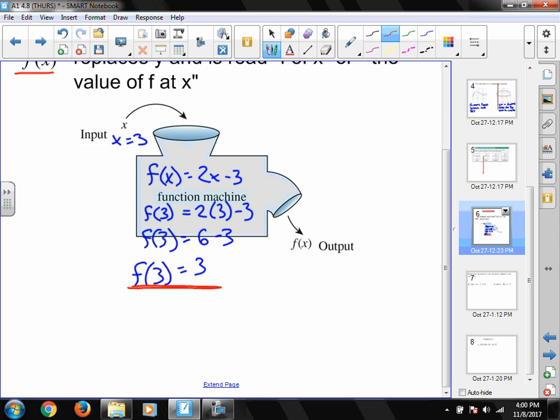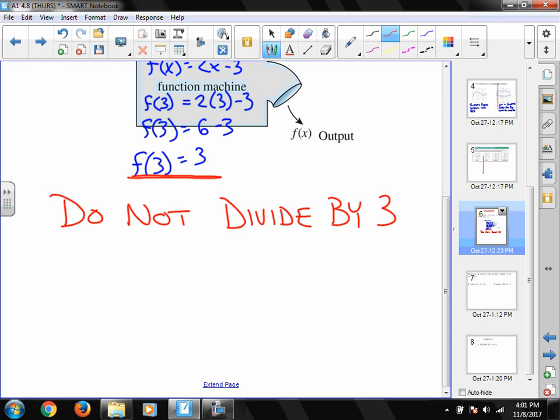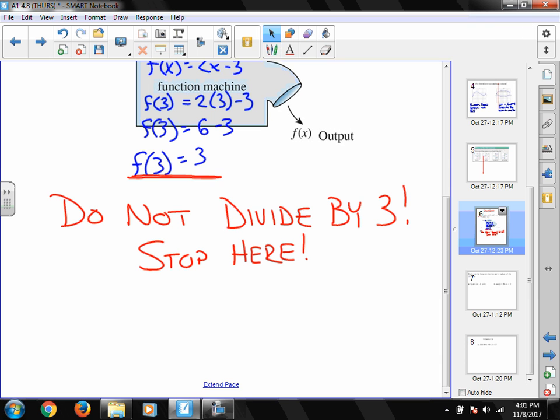Okay? The key is once you get to this point right here, I know a lot of you are going to look at that and say that that is f times 3. And you're going to try and solve for f by dividing. Do not divide by 3. Okay? Stop here. Okay? This is just notation. This is saying that our function f, whatever it is, evaluated at 3, is going to be 3.